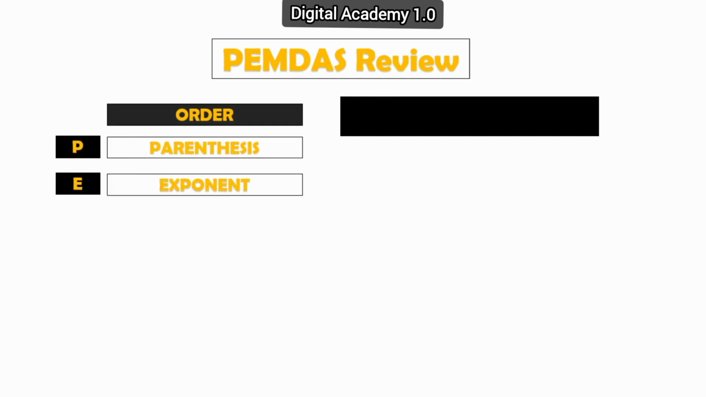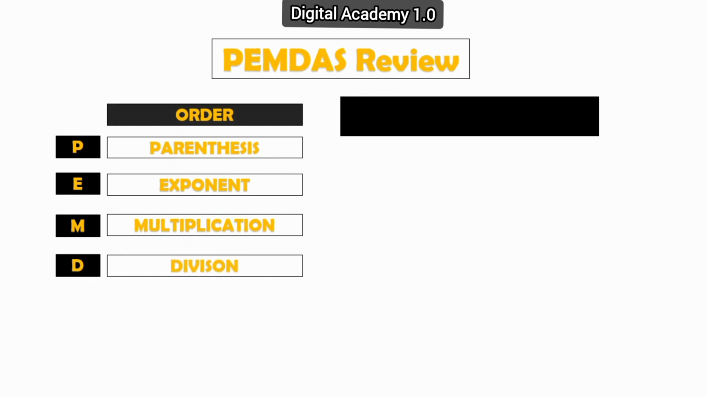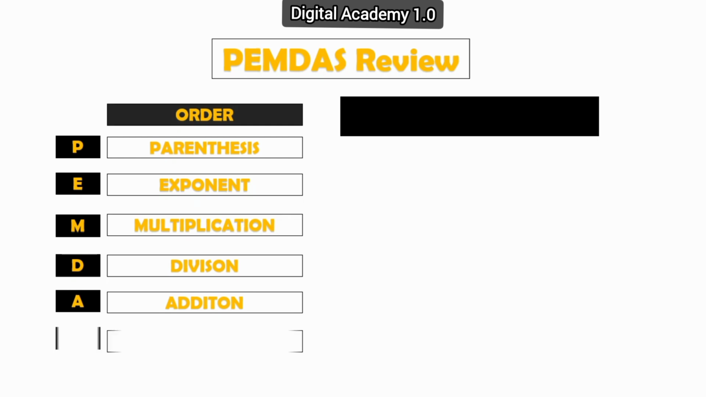Basically it is an abbreviation used in mathematics to evaluate or simplify the problems of various expressions. Full form of PEMDAS in order: P stands for parentheses, a type of bracket. E stands for exponents. M stands for multiplication. D stands for division. A stands for addition. And S stands for subtraction.